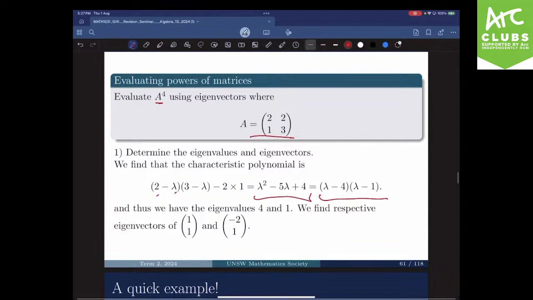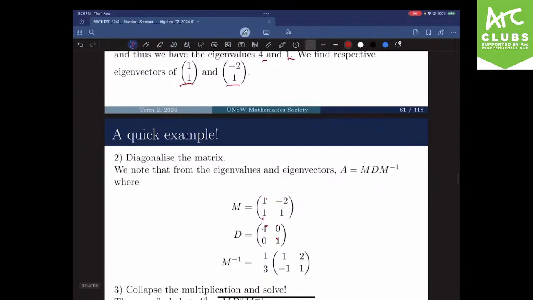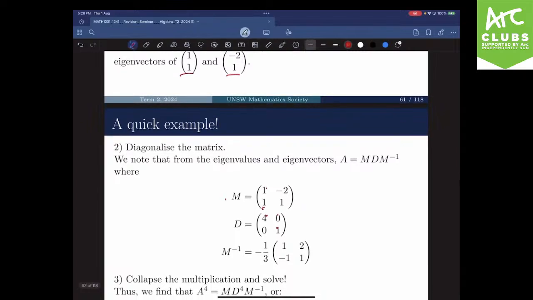So, eigenvalues 4 and 1, and we find some eigenvectors for them, which is 1, 1, and minus 2, 1. So from there, we get M is just going to be 1, 1, minus 2, 1. D is going to be the eigenvalues, a diagonal matrix with entries 4 and 1. And we can compute our M inverse from knowing what our M is. And it's just going to be this.